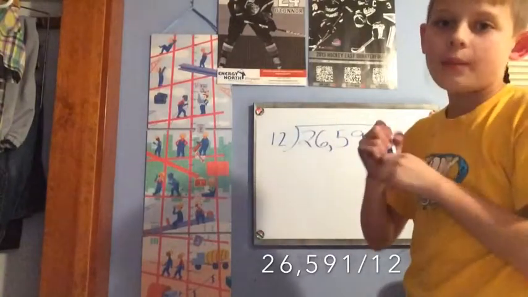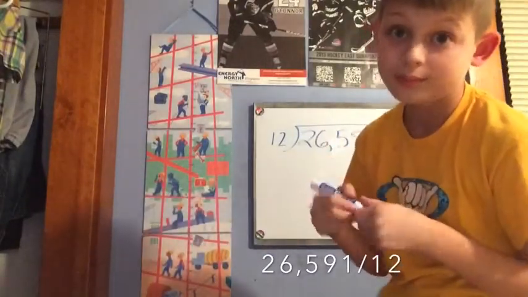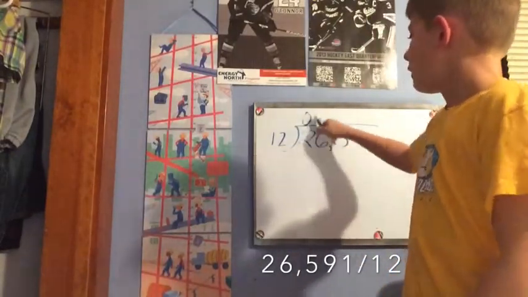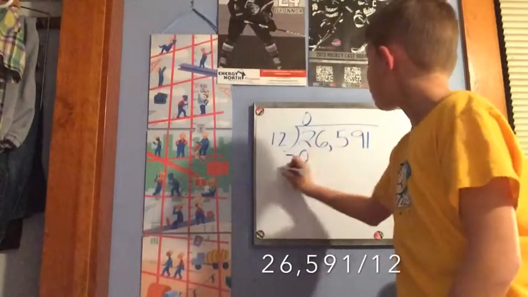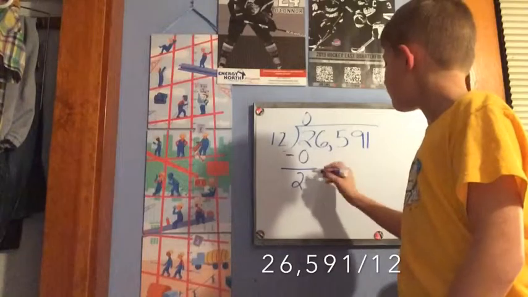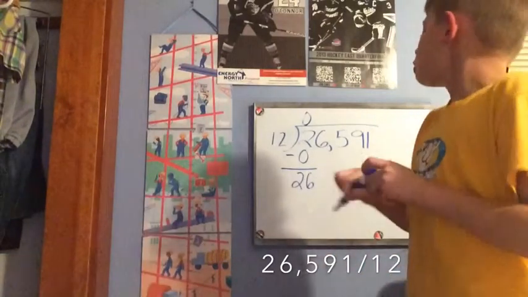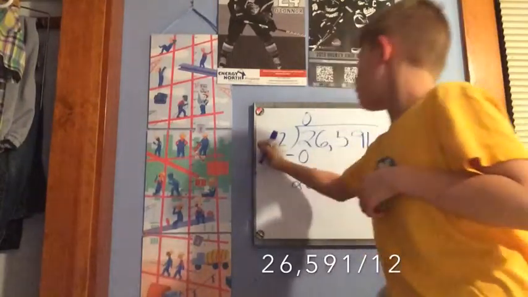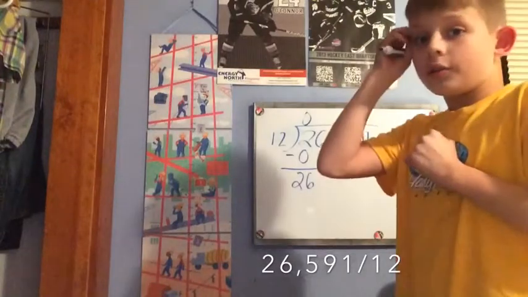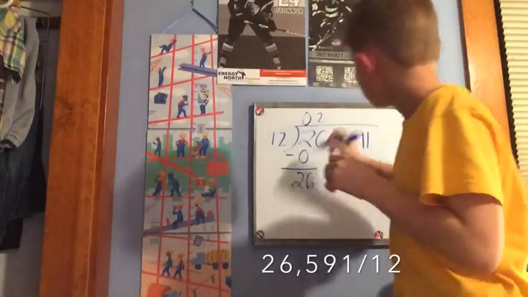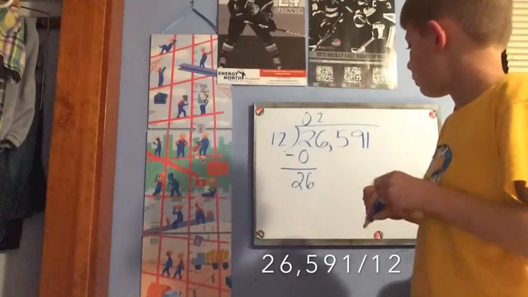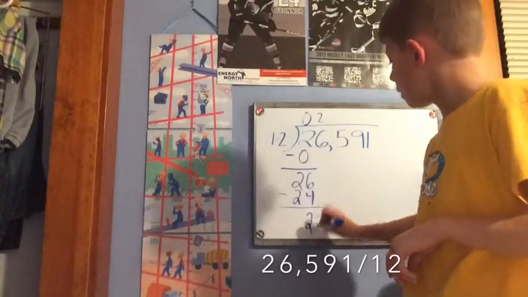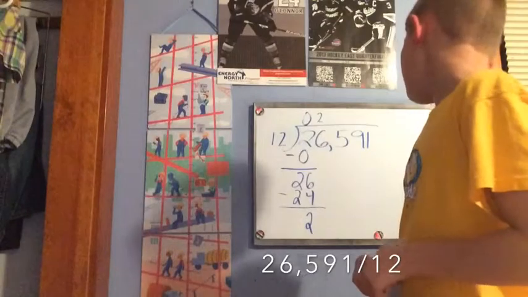So 2. How many 12s are in 2? 0, obviously. So 0 times 12 is 0, and 2 minus 0 equals 2. There's a 6 here, so 26. How many 12s are in 26? 2. So 2 times 12 is 24, and 26 minus 24 is 2. Okay, then we go on.